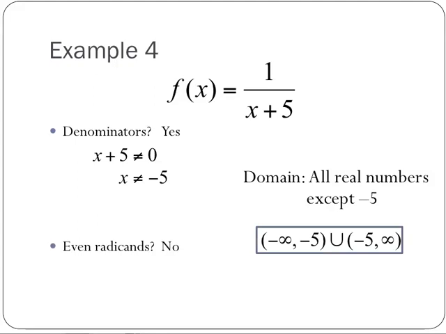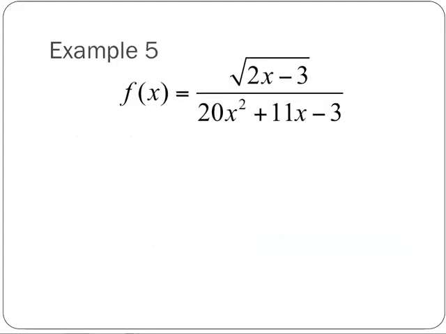Okay, our last example today. f of x equals the square root of 2x minus 3, all over 20x squared plus 11x minus 3. So again, normally we would say all real numbers, but look out for the two things. Any denominators? Yes, we absolutely have a denominator here. So that 20x squared plus 11x minus 3 cannot equal 0. We are going to have to figure out what values of x would make that 0.